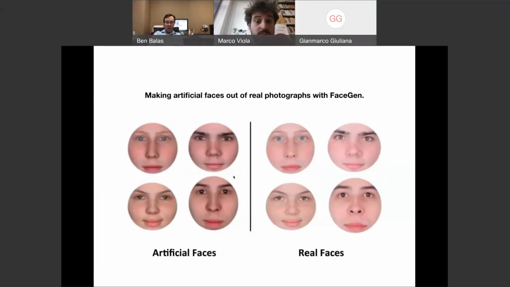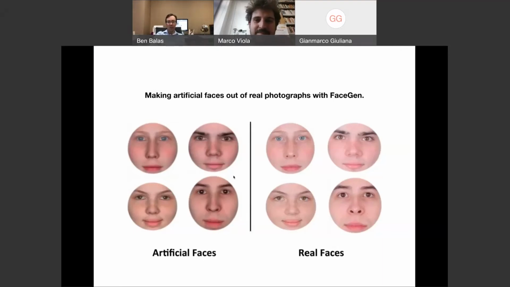So we did this work by not using these morphs between doll faces and real faces anymore, but trying to make a direct comparison between real photographic faces and artificial images. So we took some real faces that we had in the lab. These are actually all people I went to college with, which makes this kind of funny to do. But then we made artificial versions of all of them using this proprietary software called FaceGen.